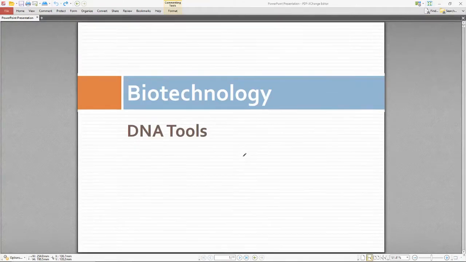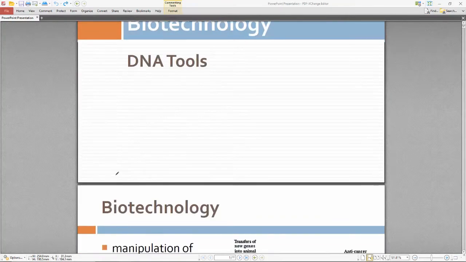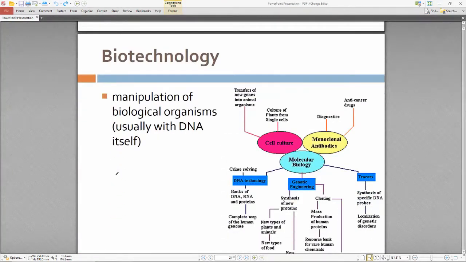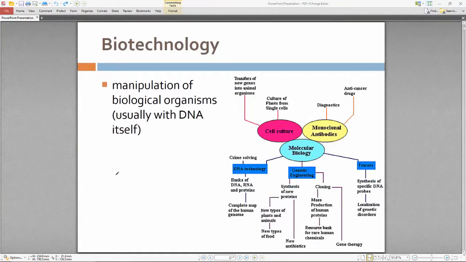Okay, today we're going to be learning about biotechnology. DNA tools basically just means the way we manipulate DNA. So what is biotechnology? It is the manipulation of biological organisms, and usually we do that by manipulating DNA itself. So if you look here, there are different branches of biotechnology.